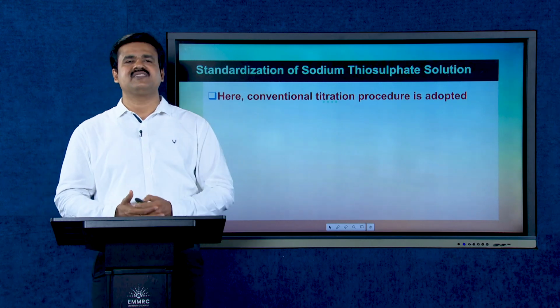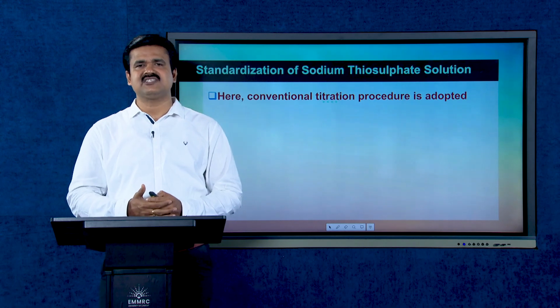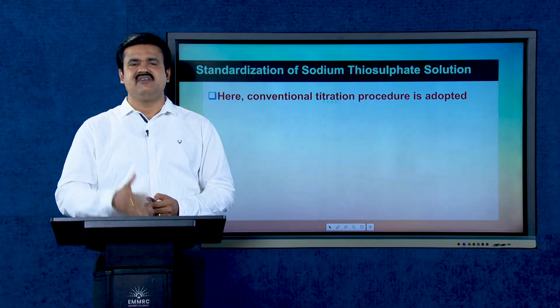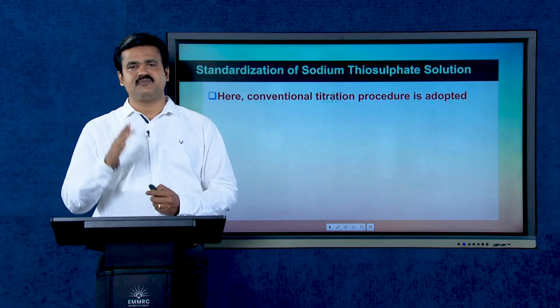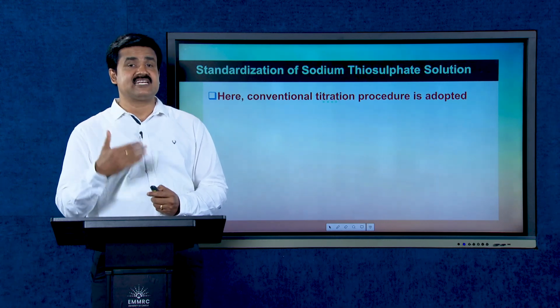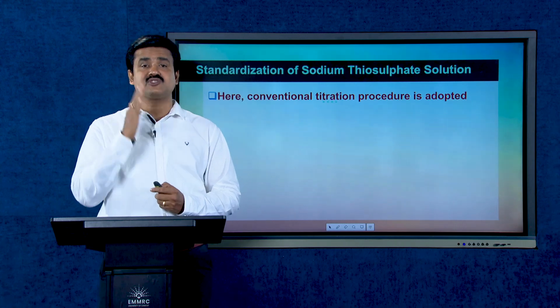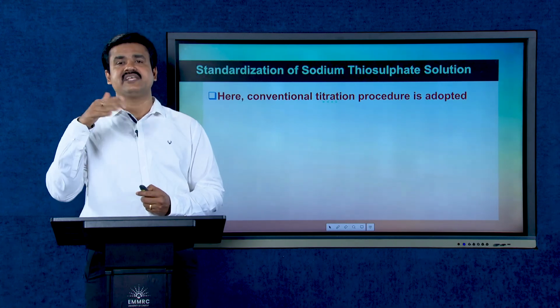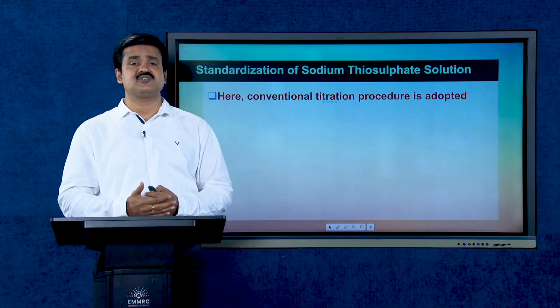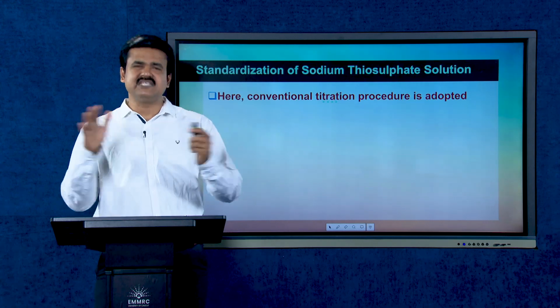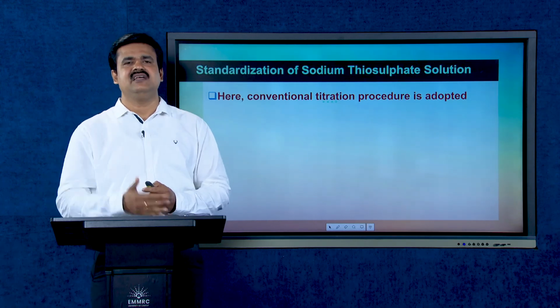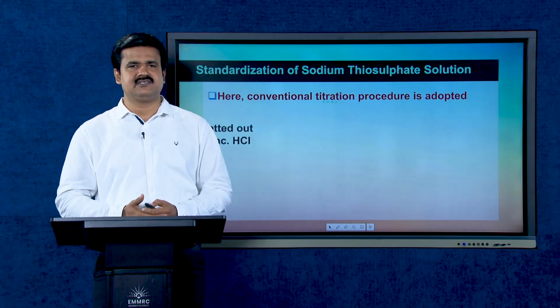Now the second part of the experiment is the standardization of sodium thiosulfate solution. We already prepared a standard solution of potassium dichromate and are now performing the titration between that standard solution of potassium dichromate and sodium thiosulfate to enable standardization of sodium thiosulfate. For this purpose, we are using a conventional titration procedure.